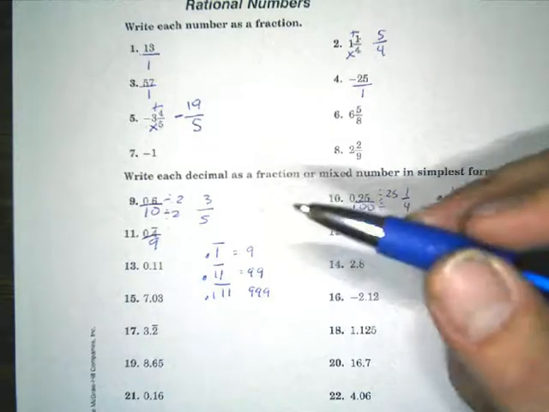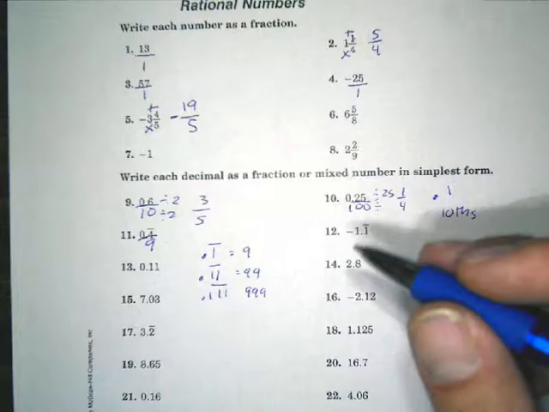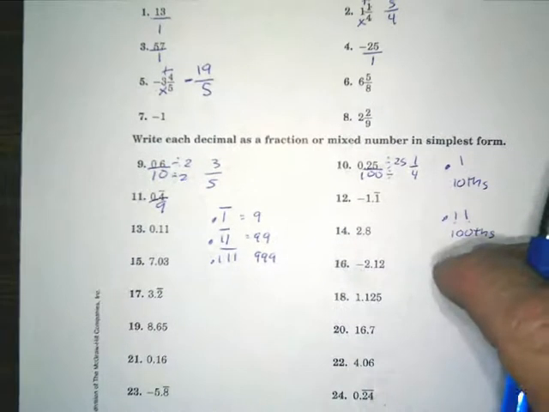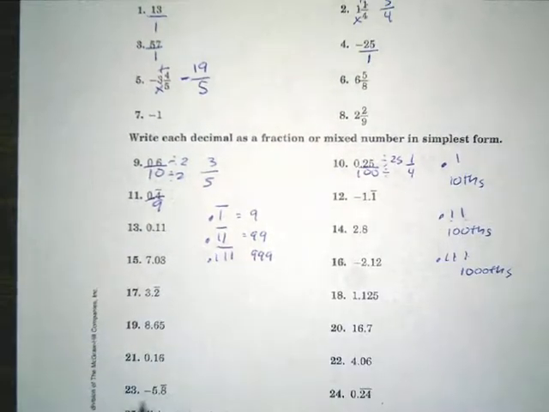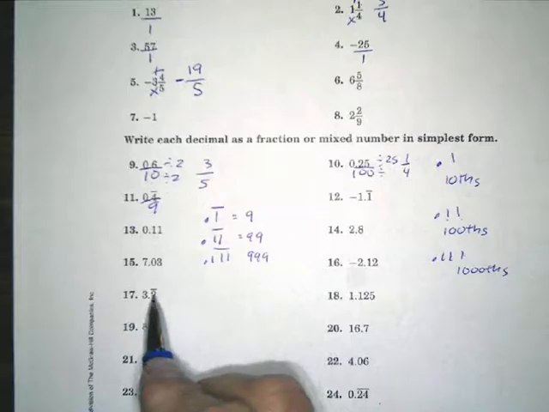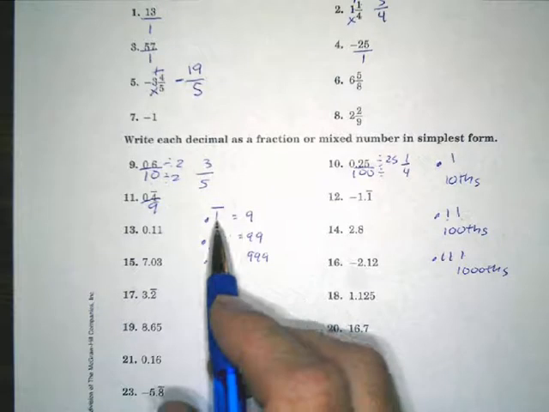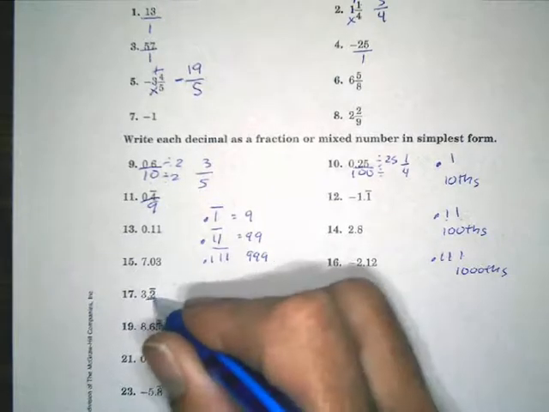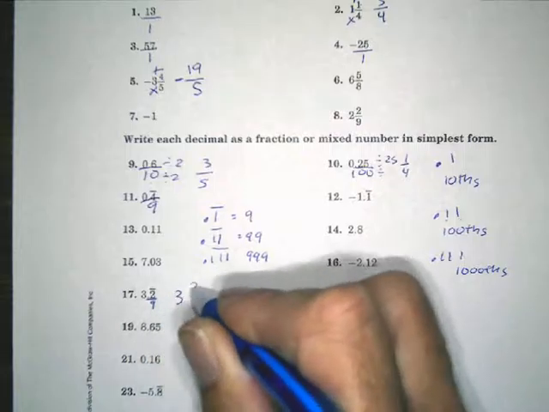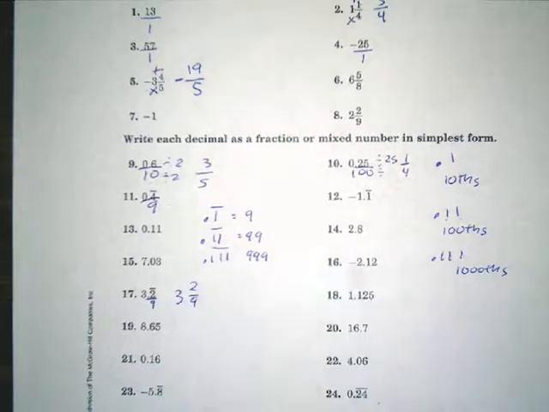If we look at number 17, we have 3.2. This is repeating. We have one number repeating, so we're going to put it over 9. I'll rewrite this so you can see it a little bit better. So we have 3 and 2/9. 2 over 9 we cannot reduce.